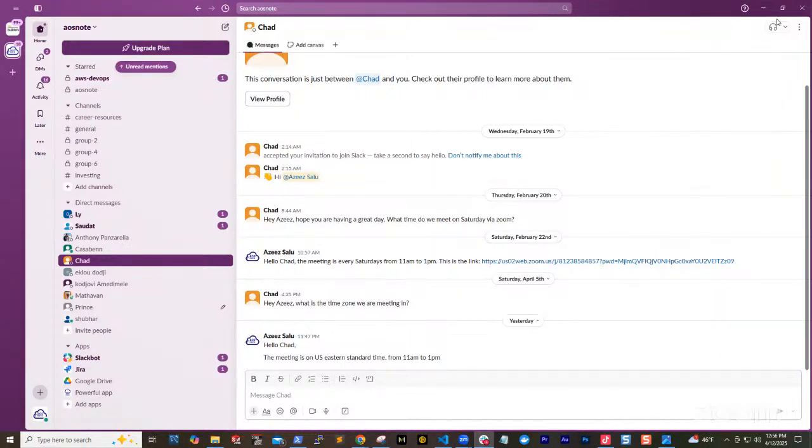So if I'm available, I'll pick up. If I'm not, I'll just get back to you. But this is one feature in Slack that you guys can use.